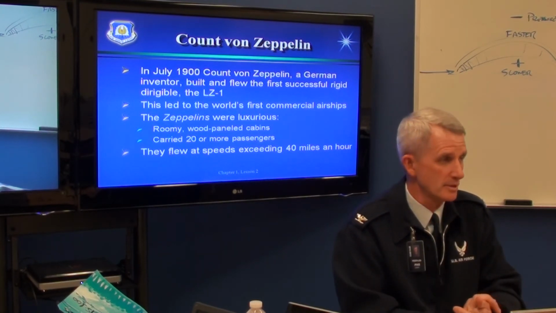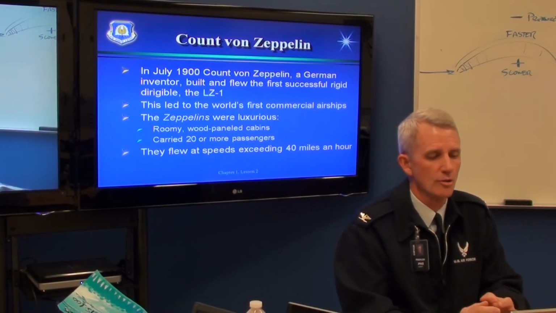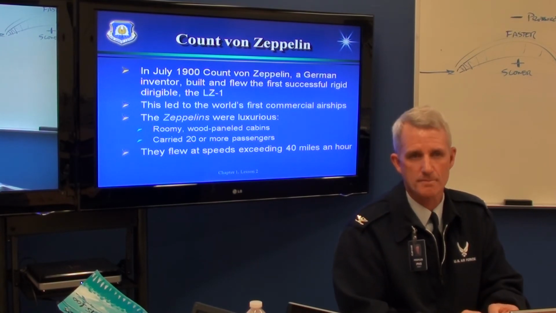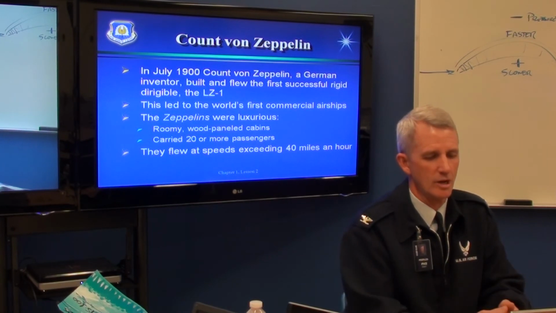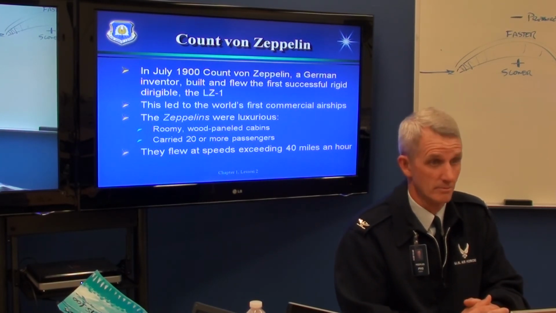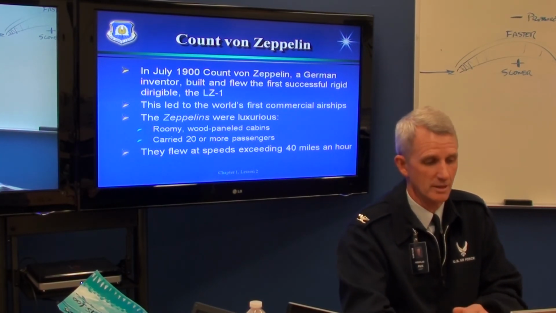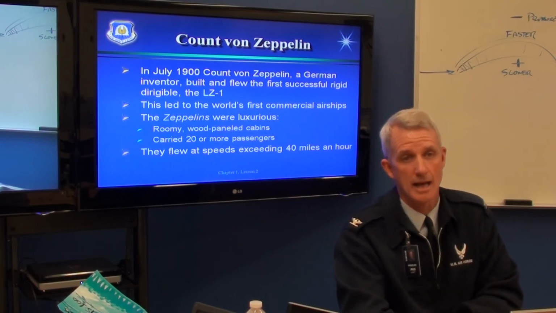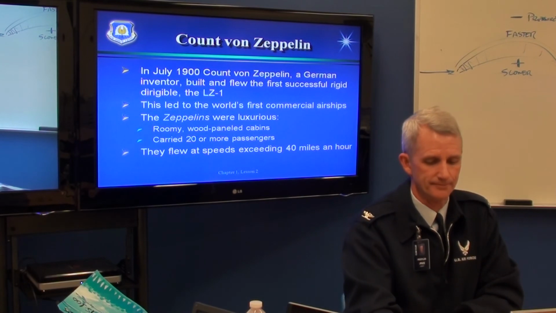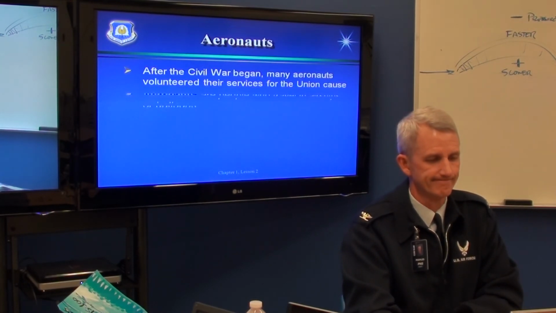All right, this is Zeppelin. This is what we just looked at. Luxurious, the wealthiest people, the Mark Zuckerbergs, the Bill Gates of the day, flew across at 40 miles an hour, not 5 miles an hour in a boat. And they were absolutely luxurious airliners instead of a cruise liner. It was pretty incredible.